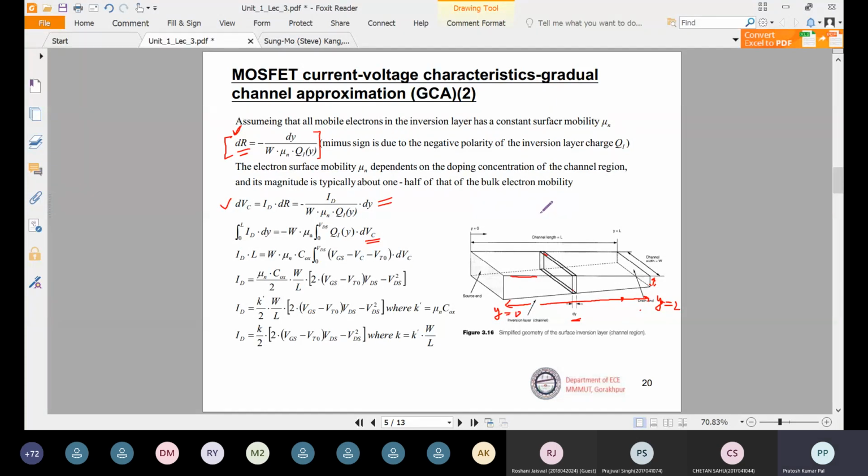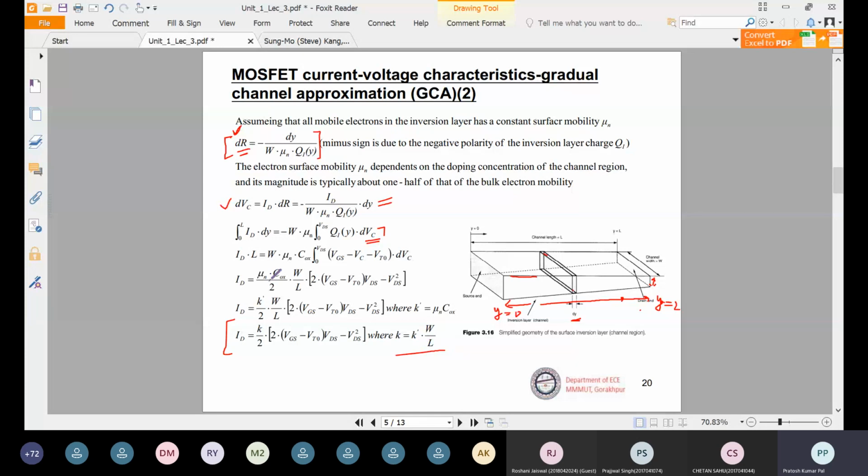So according to the VDS voltage, this Vc voltage will be changing, so we will be varying it this way. Finally, after integrating and putting in all the values, we will get the current ID equals K by 2 into [2(VGS minus VT0) into VDS minus VDS whole square], in the closed bracket, where K equals K dash into W by L.